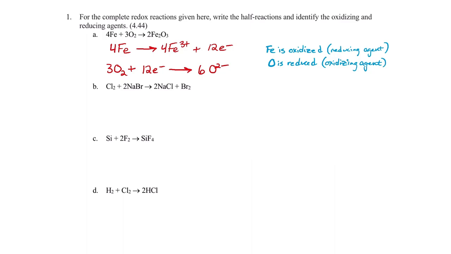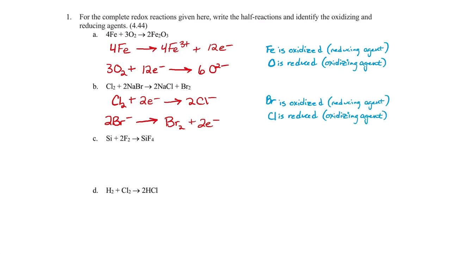In letter B, I have displacement of a halogen. My chlorine will have to gain 2 electrons to become chloride ions. My bromide ions will lose 2 electrons to become the bromine molecules. In this case, bromine is oxidized because it lost electrons. Chlorine is reduced because it gains electrons. The one that is oxidized is the reducing agent. The one that's reduced is the oxidizing agent.